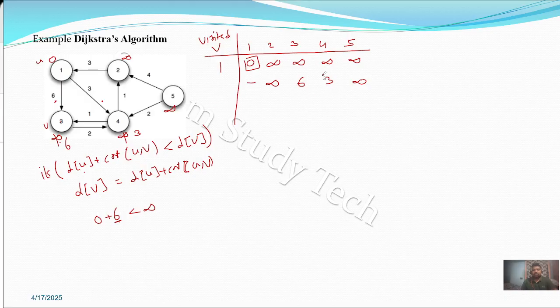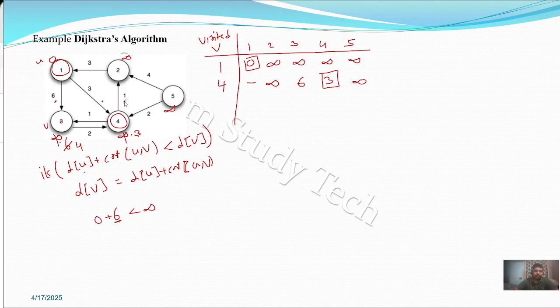Which is the minimum cost vertex now? Here it is 3. So that vertex is the visited vertex now. What vertices are connected to that particular vertex? You have to find the distance. Vertex 1 is visited and this vertex is also visited. Then you can see 3 plus 1 is 4, and already 6 is there, so 4 is the minimum. You can update it: this is 4.